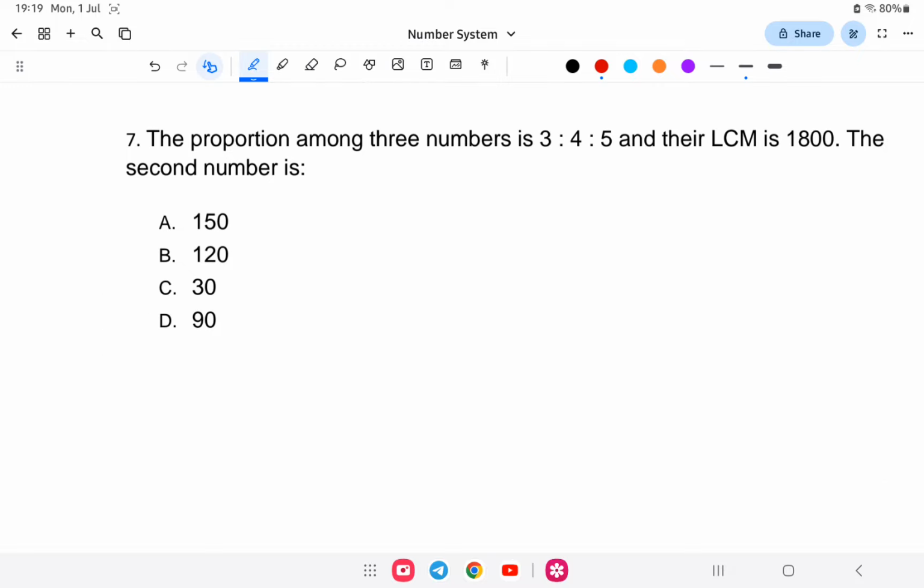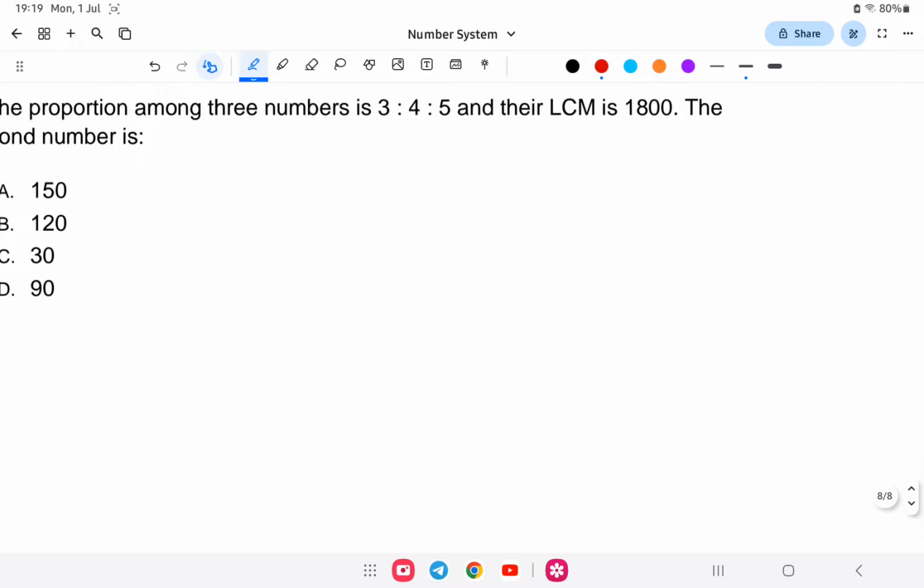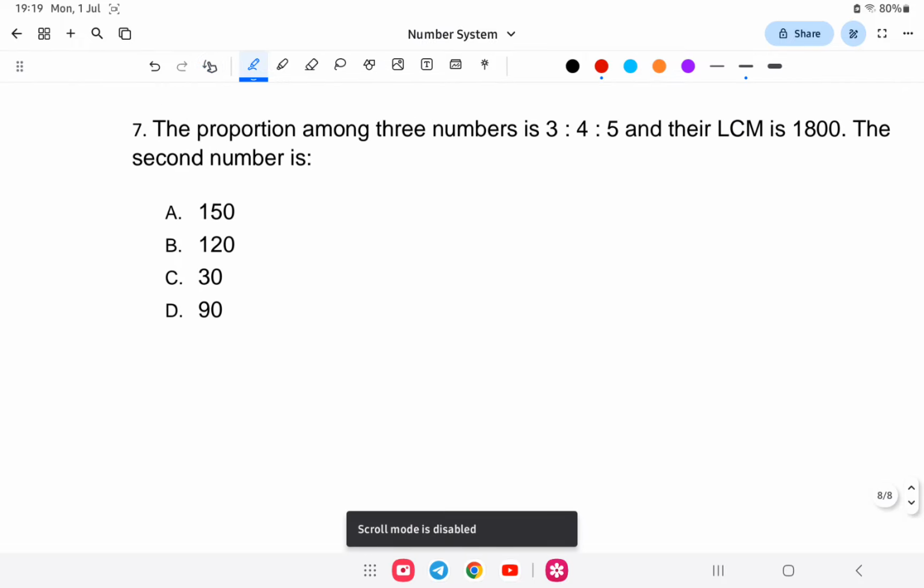So the last question is: the proportion among the three numbers is 3, 4 and 5, and the LCM is 1800. Find the second number.